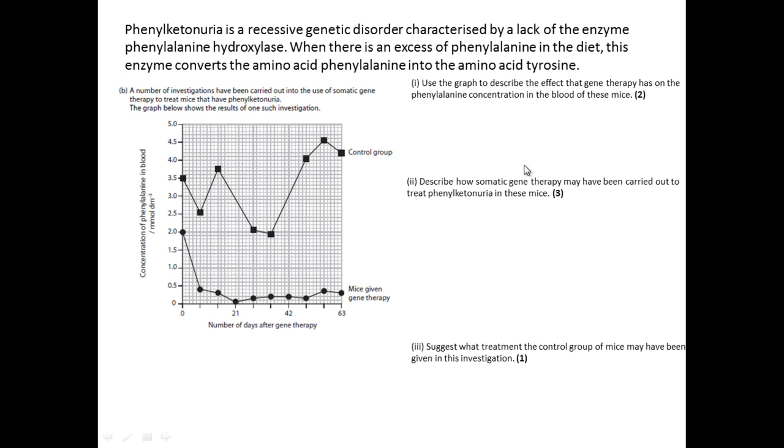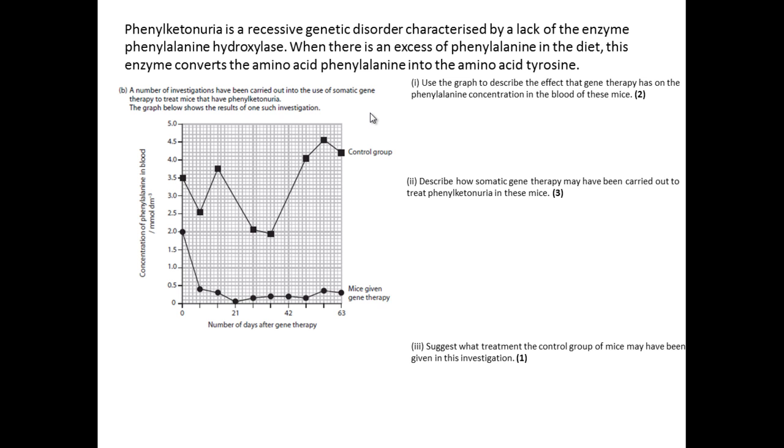Okay, so this next question. Phenylketonuria is a recessive genetic disorder characterised by a lack of the enzyme phenylalanine hydroxylase. When there is an excess of phenylalanine in the diet, this enzyme converts the amino acid phenylalanine into the amino acid tyrosine. Okay, so part B, a number of investigations have been carried out into the use of somatic gene therapy to treat mice that have phenylketonuria. The graph below shows the results of one such investigation.